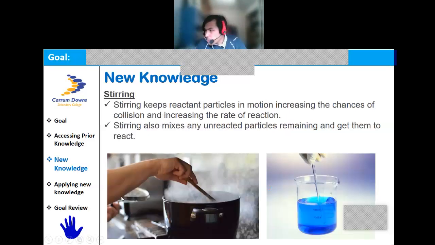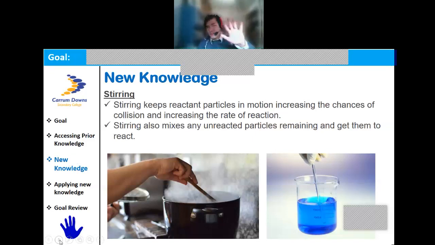All right, moving on. The last one we've got is stirring. Stirring keeps the reactants in motion, and that's going to increase the collisions and so increase the rate of reaction. Also, if there's any unreacted material in there, stirring is going to mix it up and allow it to react as well. We do this in cooking, in our daily life. We also do this in chemical labs, and obviously at school as well.